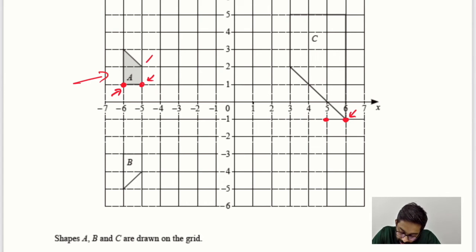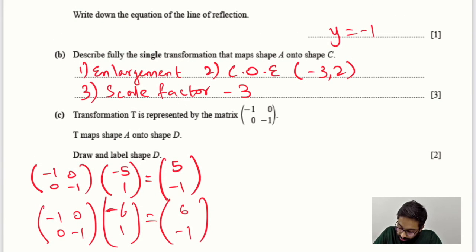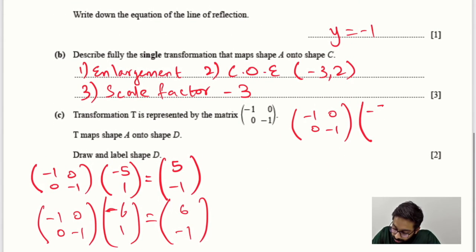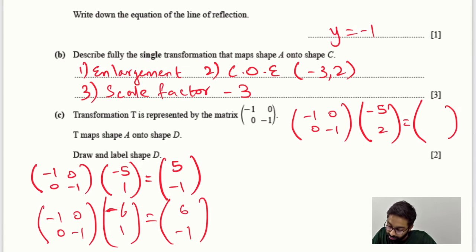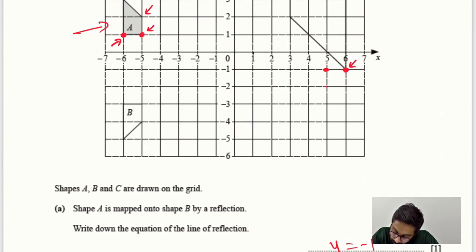Okay, then let's talk about this point, minus 5 and 2. I hope you can see it clearly. Let's multiply these coordinates right here. Minus 1, 0, 0, minus 1 gets multiplied by minus 5 and 2. Minus 5 times minus 1 gives you 5, minus 1 times 2 gives you minus 2. So 5 and minus 2, this is the point right here.